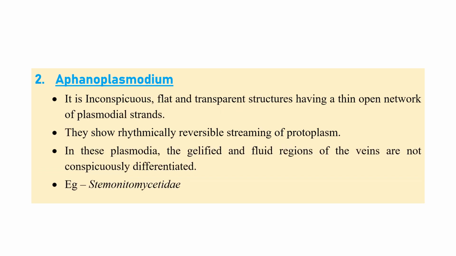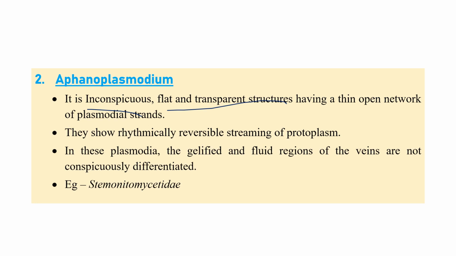The second one is Aphanoplasmodium. It is an inconspicuous, flat, transparent structure with an open network of plasmodial strands. A detailed explanation of the types of Plasmodium, with pictures, was given in the Myxomycota group of fungi. You just remember the different types of Plasmodia. There are mainly 3 different types: Protoplasmodium, Aphanoplasmodium, Phaneroplasmodium. These are the 3 different types, right?